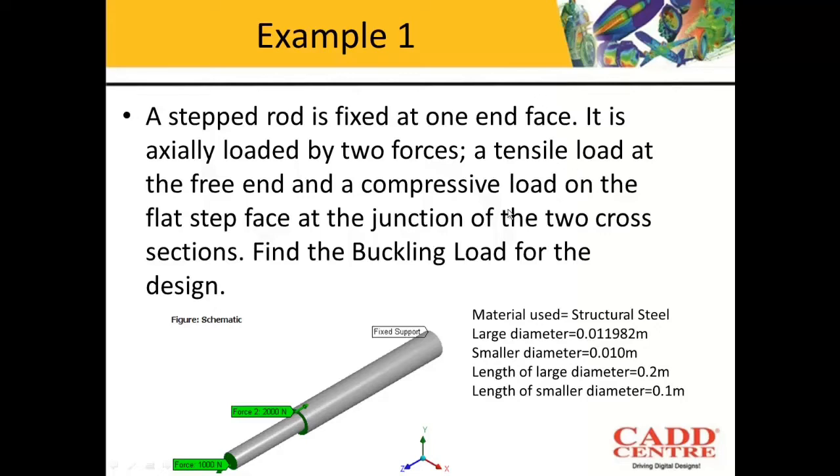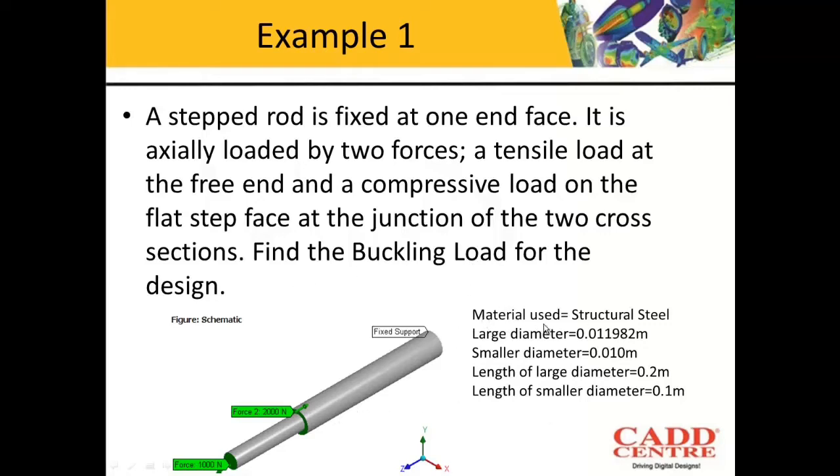For understanding this, we will take the first problem, a stepped rod that is fixed at one end as shown in the figure, and it is loaded by 2 forces. One force is acting on the top, which is 1000 newtons, in the axial tensile direction, and there is one more load of 2000 newtons at this position, acting in the axial compressive direction. We are supposed to find out the buckling load for this particular design.